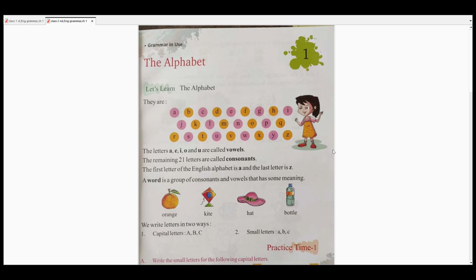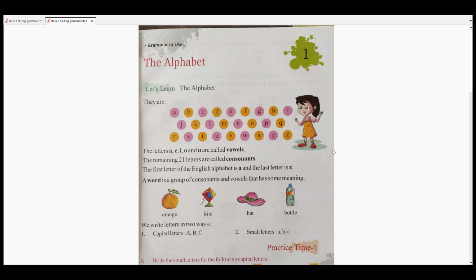Hello and welcome. In this video, we will discuss grammar chapter first of class second, which is the alphabet. So let's learn. There are a total of 26 alphabets, which are A, B, C, D, E, F, G, H, I, J, K, L, M, N, O, P, Q, R, S, T, U, V, W, X, Y, and Z. So you need to learn all these alphabets. You must have known them already because they have been taught since class LKG.